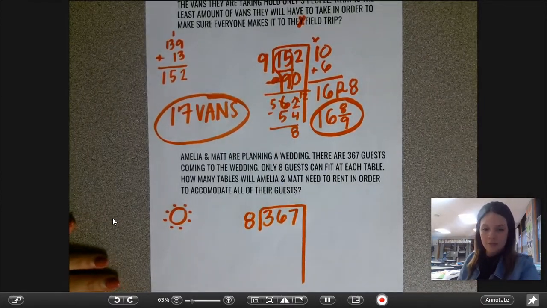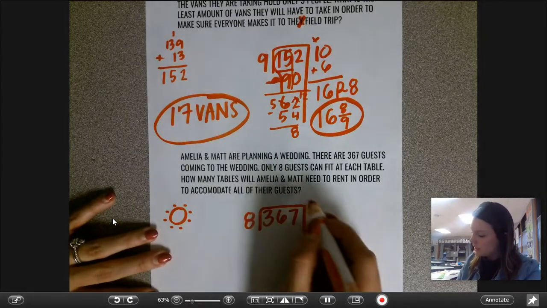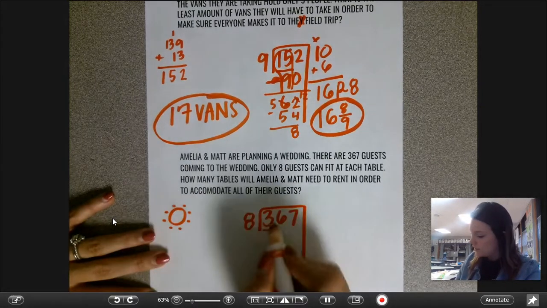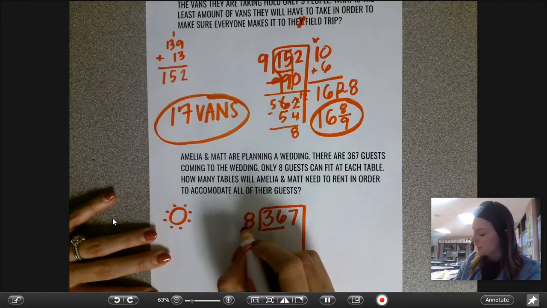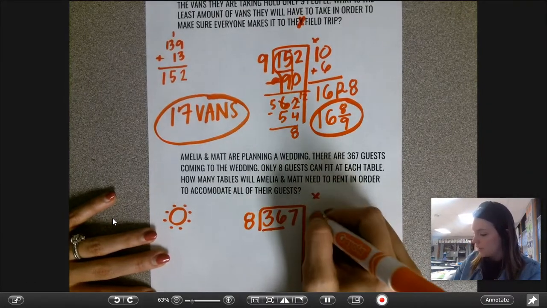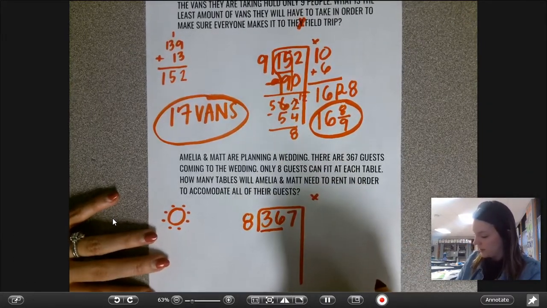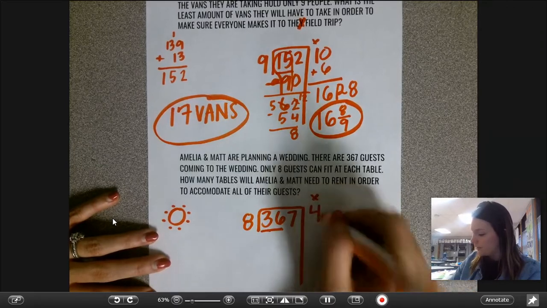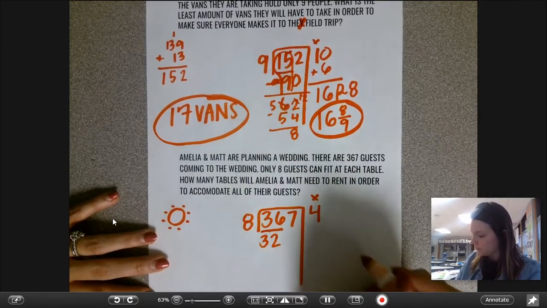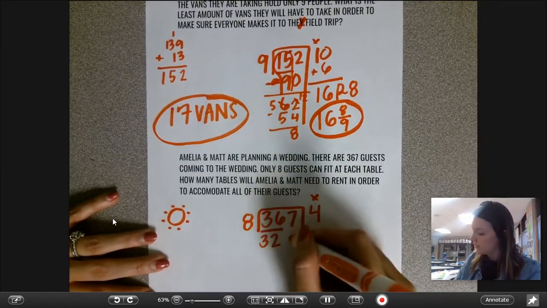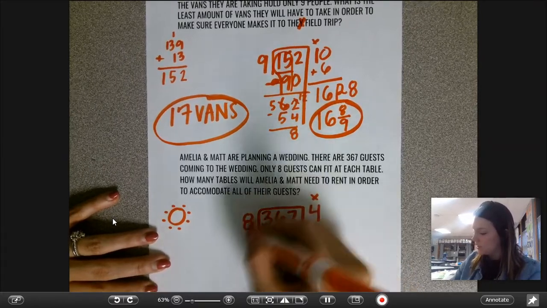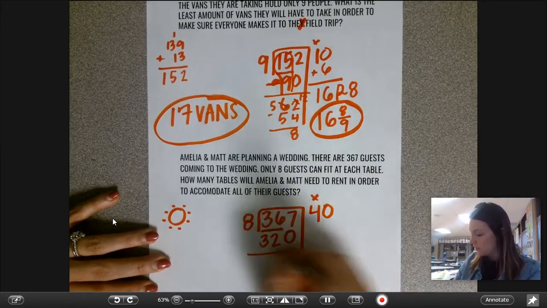And we're going to use Hangman Division again. So 8 times nothing is 3. So I'm going to push it to 36. So I think in my head, 8 times what gets me the closest to 36? Well, I know that 8 times 4 is 32. But I don't need 32. I need 320, which means that 8 times 40 is 320.